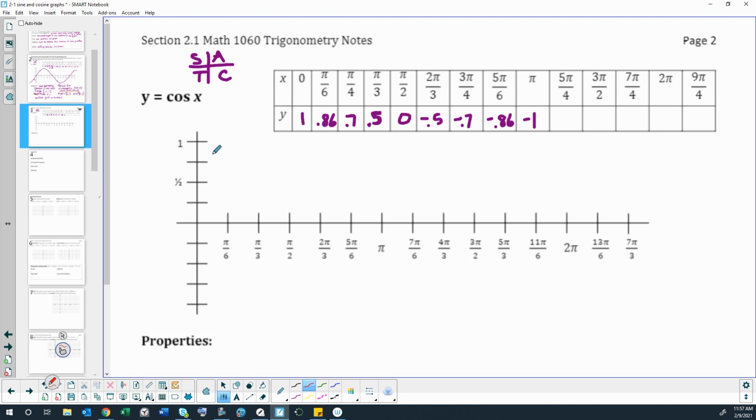We've got a point at 0, 1. We have a point at pi/6, 0.86, so somewhere up here. We've got a point at pi/4, so remember that's halfway between pi/6 and pi/3. So that'll be at like 0.7, so somewhere in here. Pi/3 is 1/2. And then all of a sudden at pi/2, it goes clear back down to 0.